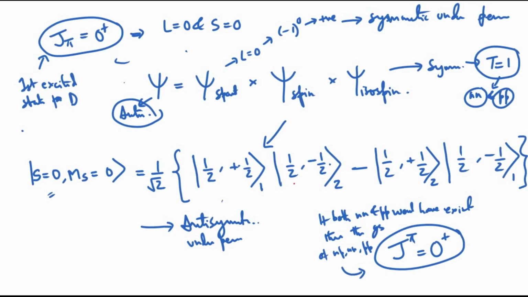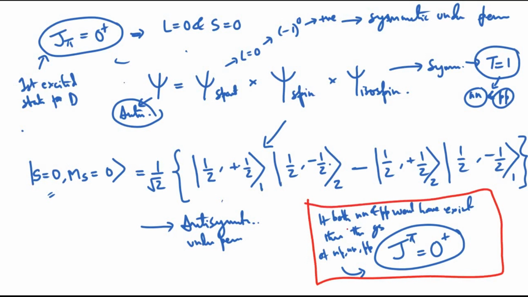Understand? So this is what we have observed from our very basic analysis by breaking the total wave function into 3 components: spatial component, spin component and isospin component, and then considering the symmetric or antisymmetric behavior of each of them under permutation. Fine.